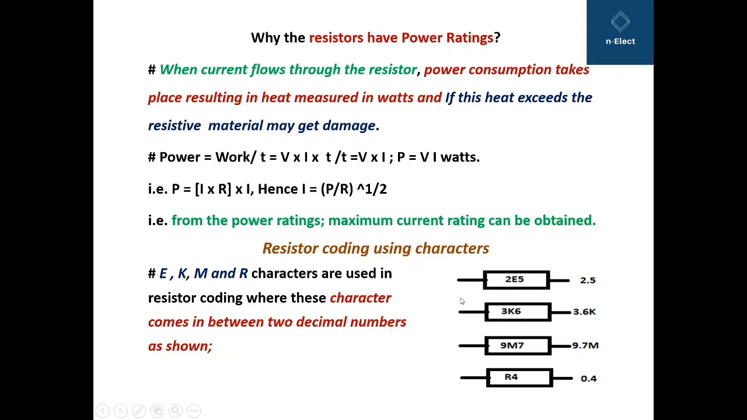So these are some indications that resistors can be coded like this also sometimes, but many a times carbon composition resistors are coded with the color bands on the surface of it. I hope the idea of resistors, their color codings, and using different characters for coding the value of resistances is clear to you. Thank you.